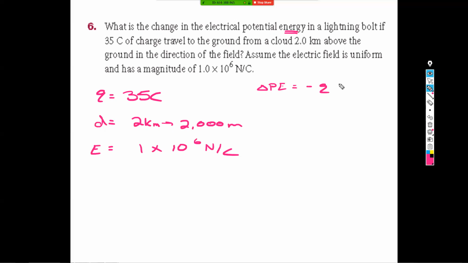So negative QED. I have Q is 35, my E is 1 times 10 to the 6th, and my D is 2,000 meters. Make sure you've converted that to meters. And you plug and chug, and you should get negative 7 times 10 to the 10th joules. A lot of energy to do work.